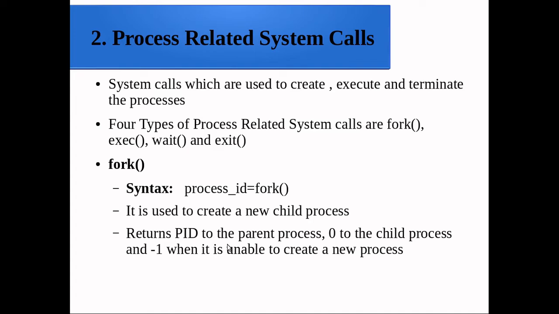Okay, so the first process related system call is the fork system call. It is used to create a new process, and the syntax is process ID equal to fork system call. After the creation of the new process, it will return the process ID and store it into the variable process ID. So after the execution of the fork system call, it will return the process ID to the parent process, 0 to the child process, and -1 when it is unable to create a new process.